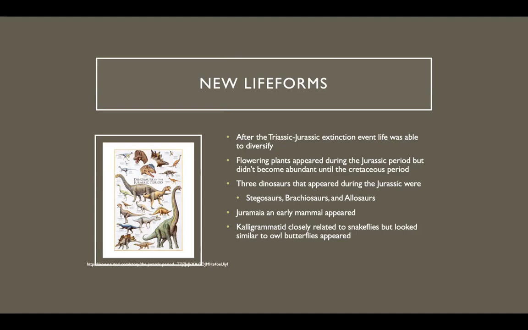And something we haven't talked about yet is the Kalligrammatid, which is closely related to snakeflies, but looks similar to an owl butterfly. And scientists believe that this actually used to go and pollinate some of the plants.